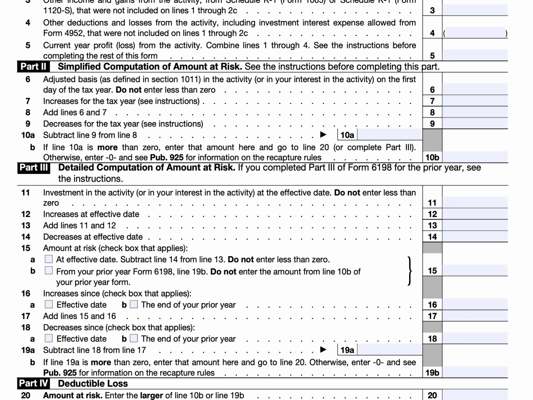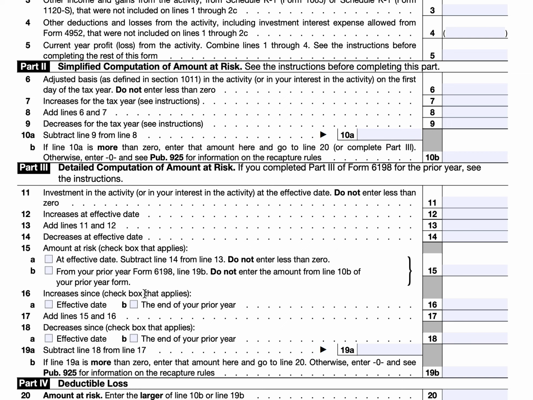So in line 16, if you completed this form in the past in a prior year, you'll check box B, and then you'll enter any of the following increases. There are 9 of them. So 1, net fair market value of property that you own, not used but securing non-recourse loans used in financing the activity, acquiring your property used, or acquiring your interest. 2, cash and the adjusted basis of other property contributed since the effective date or since the prior year.